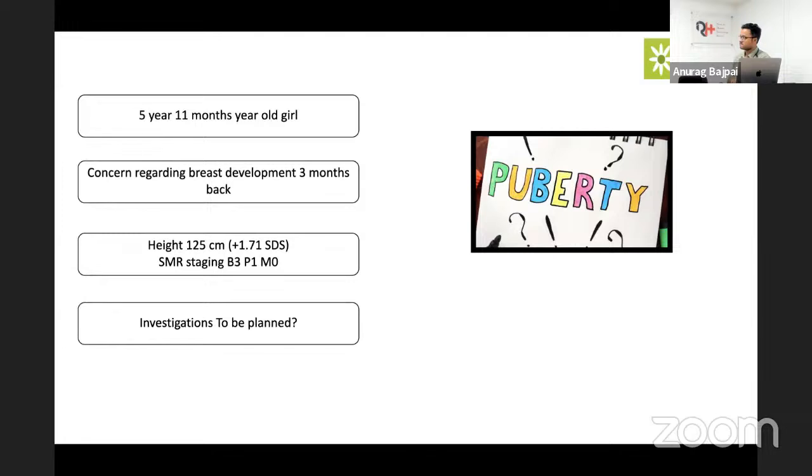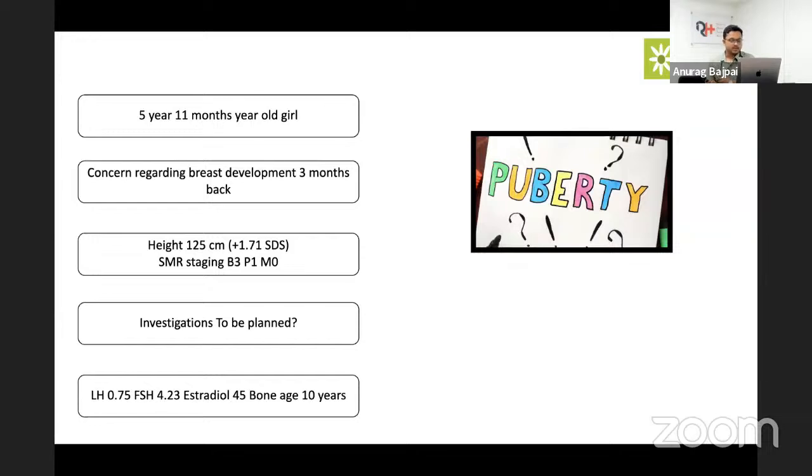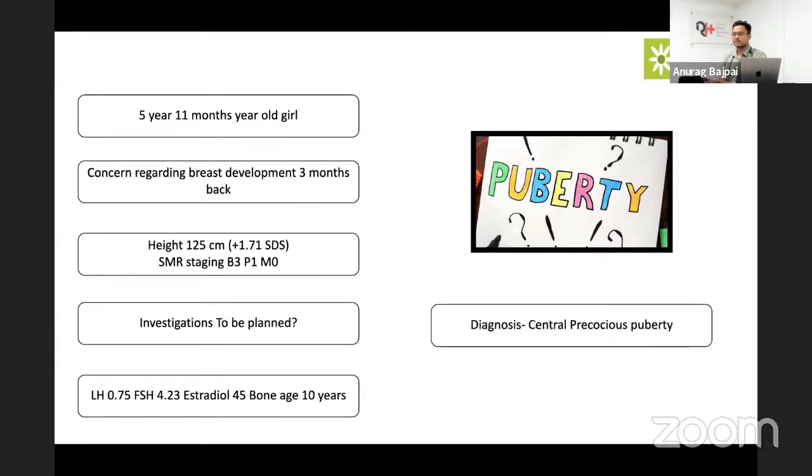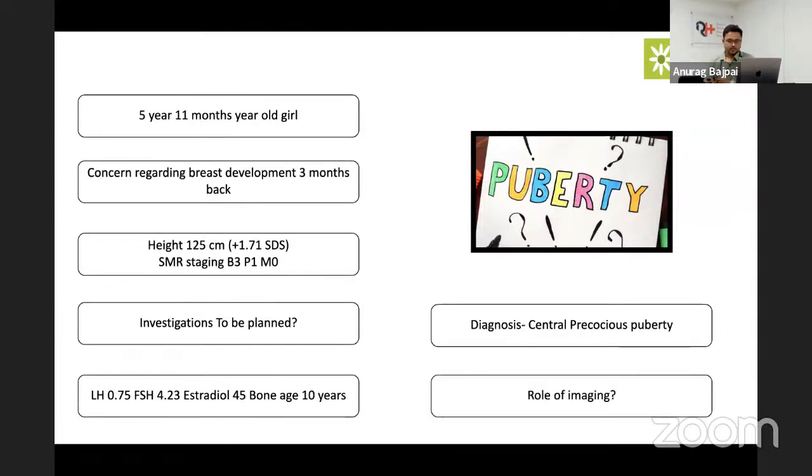She's a tall girl, so of course we have to work up for precocious puberty. The LH level was pretty high, 0.75, and bone age was pretty advanced, around 10 years of age. So the question is whether this child requires imaging or not in this scenario. What do you think, Vibha? Less than 6 years, you may be thinking of MRI as a possibility.